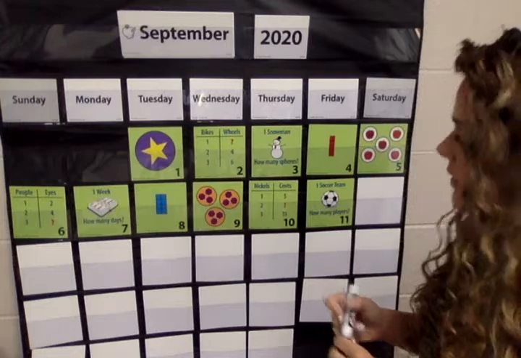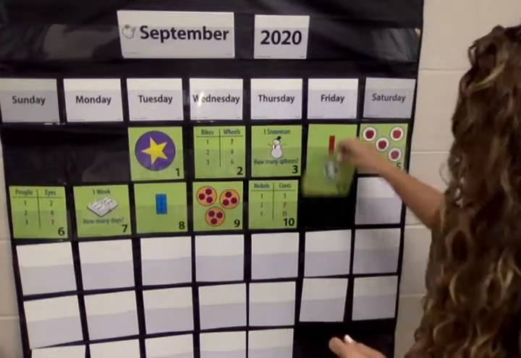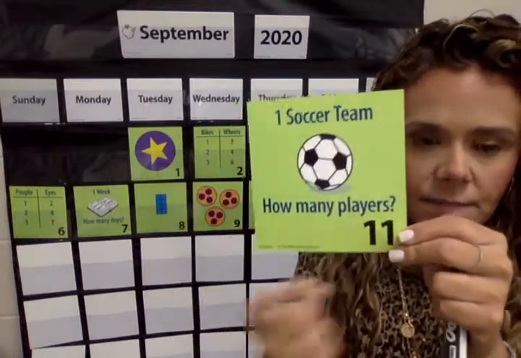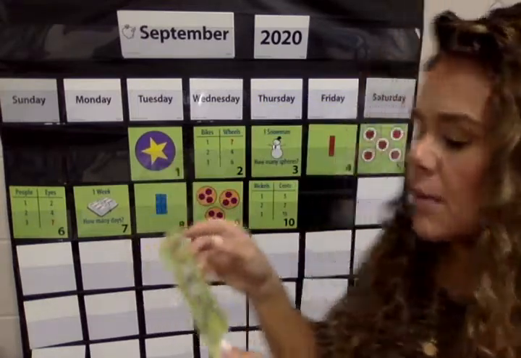Now, I want you guys to take notice because there's a question that we have to solve today for our number corner. And the calendar card looks like this. It says there's one soccer team. How many players?